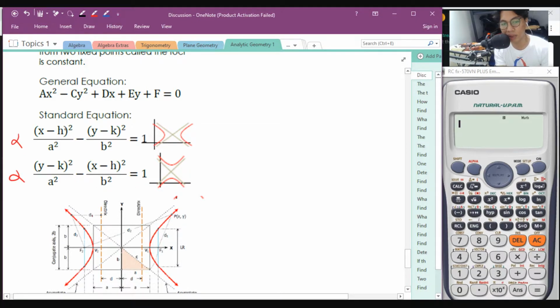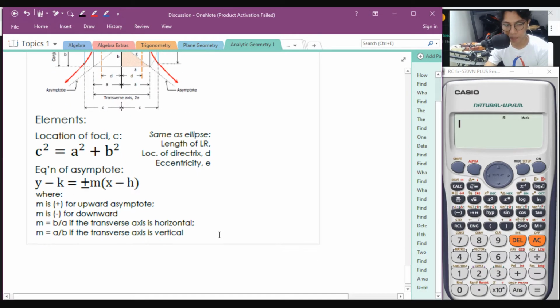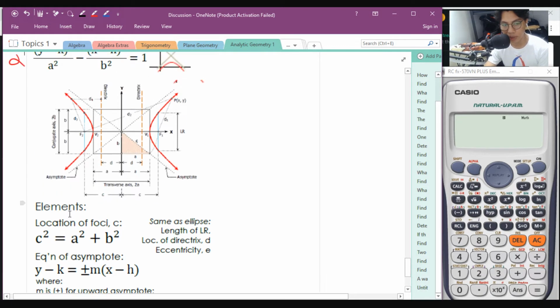Kapag nauna yung x, ibig sabihin it is opening right and left. Ito, opening up and down. Yan lang po yun. Okay? Yung asymptotes are lines that cross but do not meet. Okay? And it will never ever touch the line of your hyperbola.